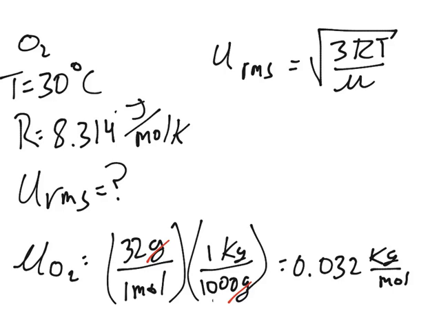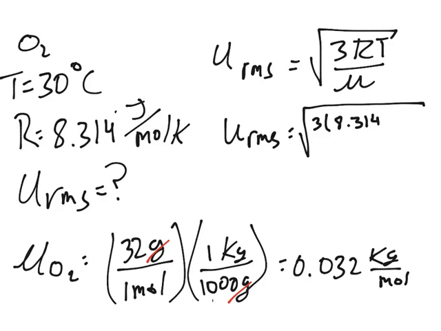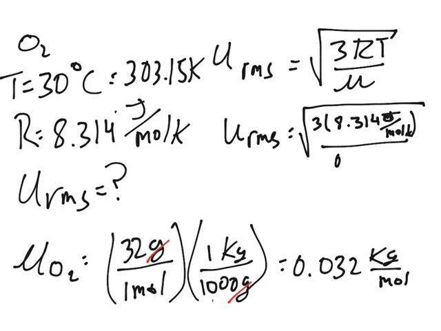Now we simply plug in the values to obtain the root mean square velocity. So U RMS will be 8.314 joules per mole Kelvin. And the temperature is 30 degrees Celsius. You have to change the units for that. It has to be in Kelvin. So 303.15 Kelvin. Over 0.032 kilograms per mole.